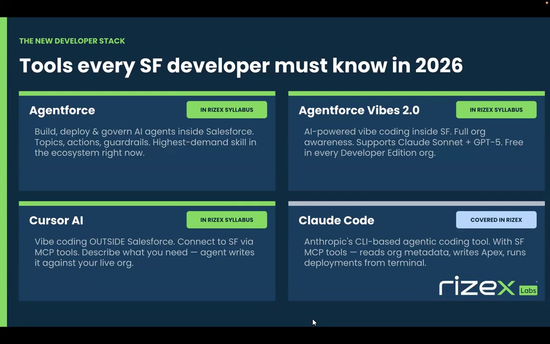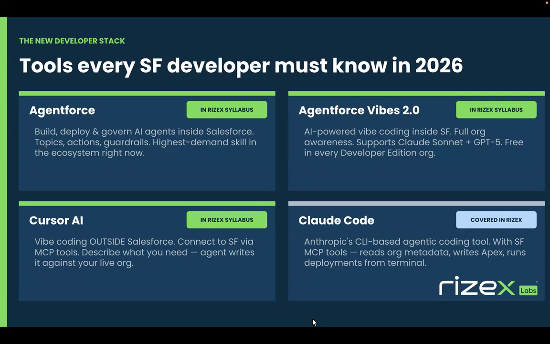Cursor AI is AI-powered coding, which means it is a vibe coding platform. You simply describe what you want in natural language, and Cursor writes the code for you. It even connects directly to the Salesforce MCP, which means there are lots of Salesforce MCP tools, Model Context Protocol tools, that we can connect to Cursor AI.